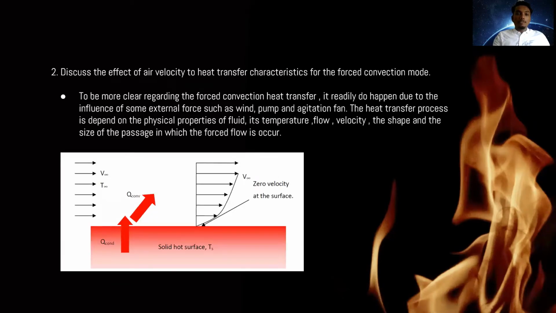So the second question is to discuss the effect of air velocity on the heat transfer characteristic for the forced convection mode. To be clear, forced convection heat transfer happens due to the influence of some external force, as we stated before, such as wind, a pump, or the agitation of a fan. So the heat transfer process depends on the physical properties of the fluid, its temperature, flow velocity, and the shape and size of the passage in which the forced flow occurs. So the higher the air velocity, the higher the convection rate.